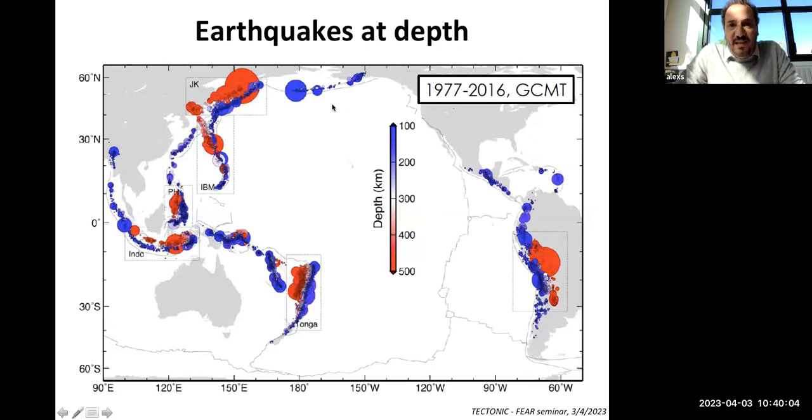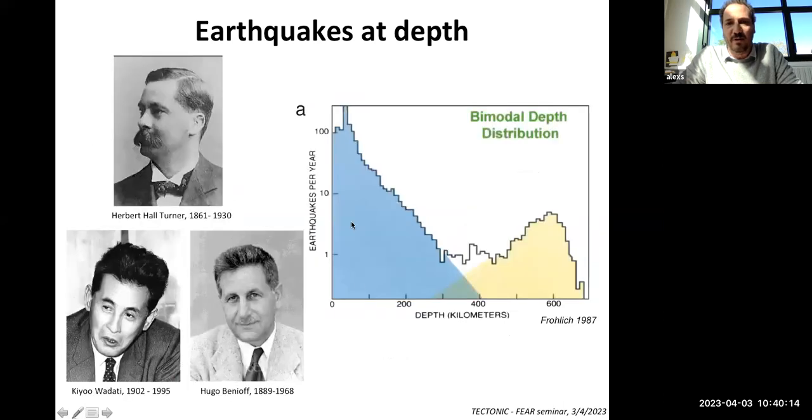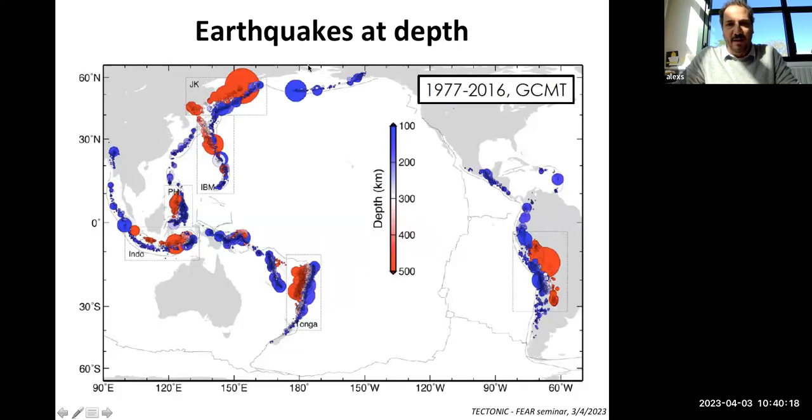All this deep seismicity, or at least 99% of it, actually happens along subduction zones, where you see here in blue the intermediate depth earthquakes. The intermediate depth earthquakes would be the earthquakes between 50 and 350 kilometer depths. And you see they happen almost everywhere in all subduction zones, even in the small Caribbean subduction zone, even in Mexico, etc.